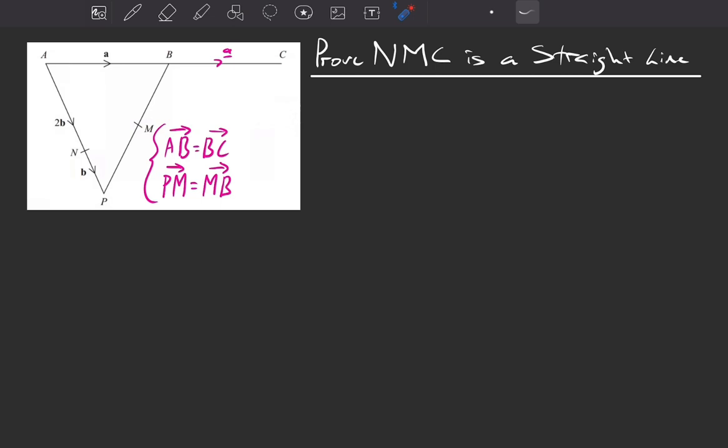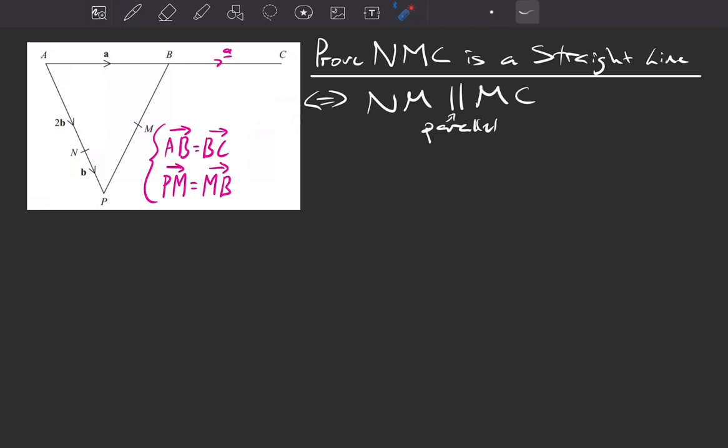The way to think about this is to split it up into two sections. We have N to M and M to C. They both contain M. Quite clearly, N to M does contain M, and M to C does also contain M. So if we can prove that NM is parallel to MC, that's the same as proving that it's a straight line. So this is effectively equivalent to what we have above. So that's going to be our target. We're going to find NM, we're going to find MC, and we're going to show that they are parallel. So that's just what these two little lines mean.